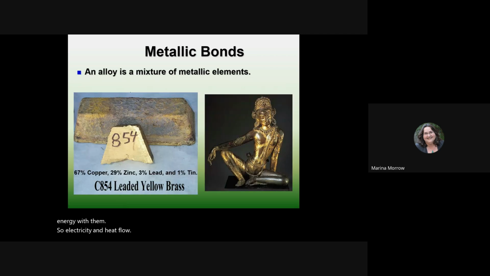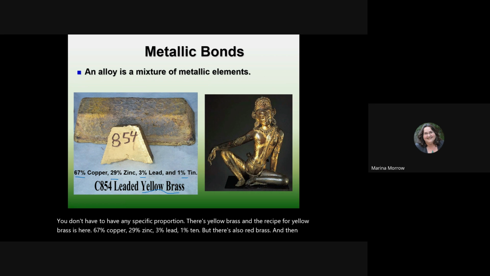Okay, now here's the alloy idea again. An alloy is a mixture of metals. You don't have to have any specific proportion. There's yellow brass, and the recipe for yellow brass is here: 67% copper, 29% zinc, 3% lead, 1% tin. But there's also red brass. And then there's bronze, which is slightly different. And so you have these different alloys because they don't have a definite proportion. So they wouldn't be considered minerals in that case.